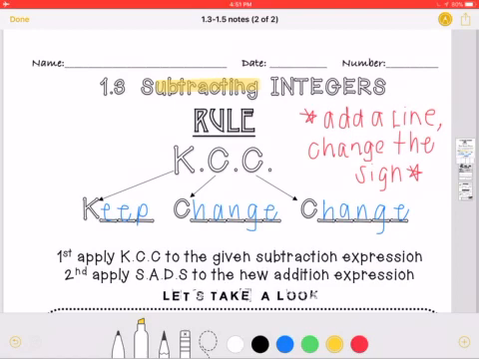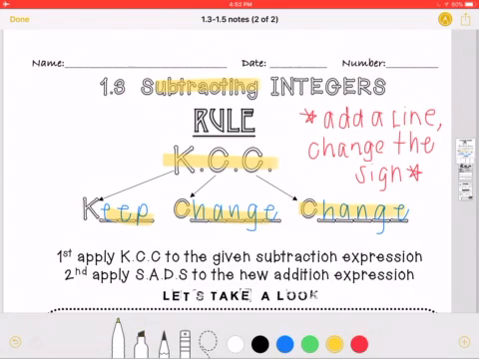When we're subtracting integers, our rule, and the rule you'll hear us using a lot, is KCC. We have another acronym. Keep, change, change. So go ahead and fill that in. This is one way of thinking about how to subtract. When you see subtraction happening between integers, you want to keep, change, change. And I'll explain what that means in a second.